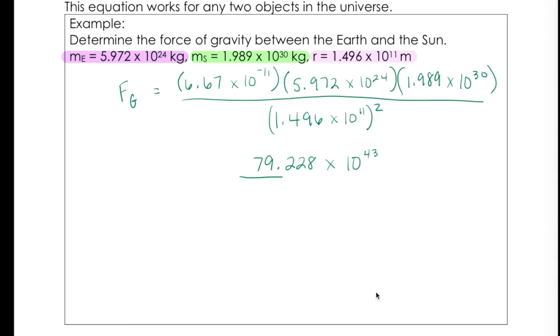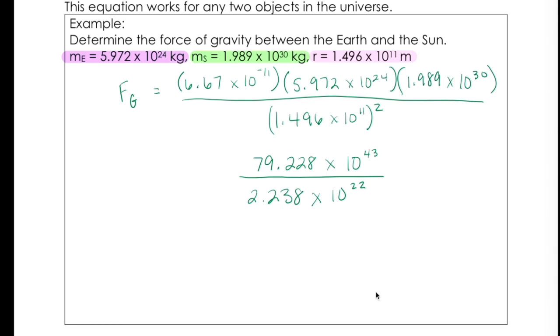Okay, now for the bottom, we're actually raising an exponent to the second power. And so when doing this, you're going to square first the first number, so 1.496 squared, and we'll get 2.238. And then for the exponent on the base 10, you're going to multiply the numbers together. So 11 times 2, you'll get 22.